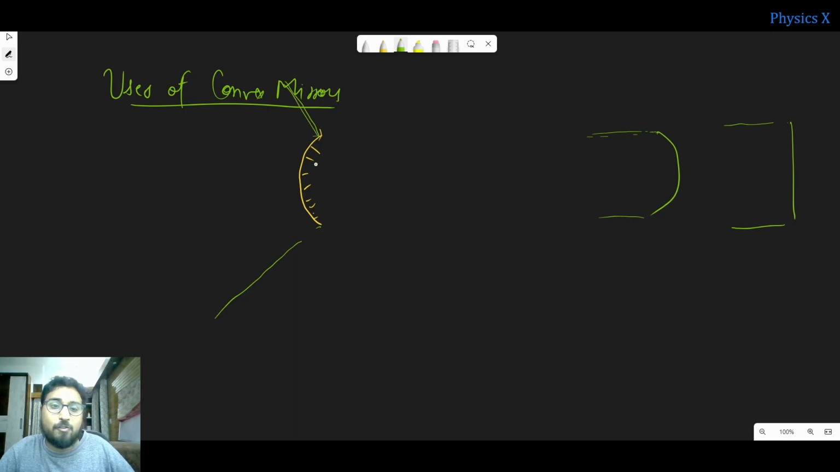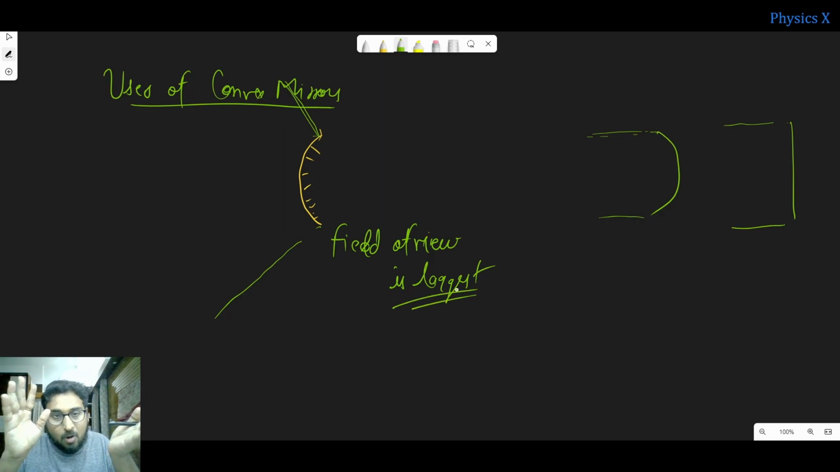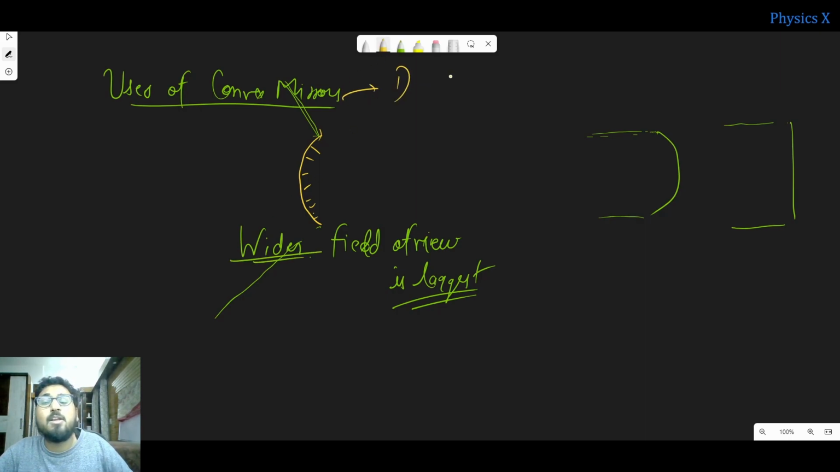So here the field of view is the largest, right? And you can see the objects in small size, diminished size. So we have a wider field of view. That is why this convex mirror is used in the rear view mirror of vehicles.